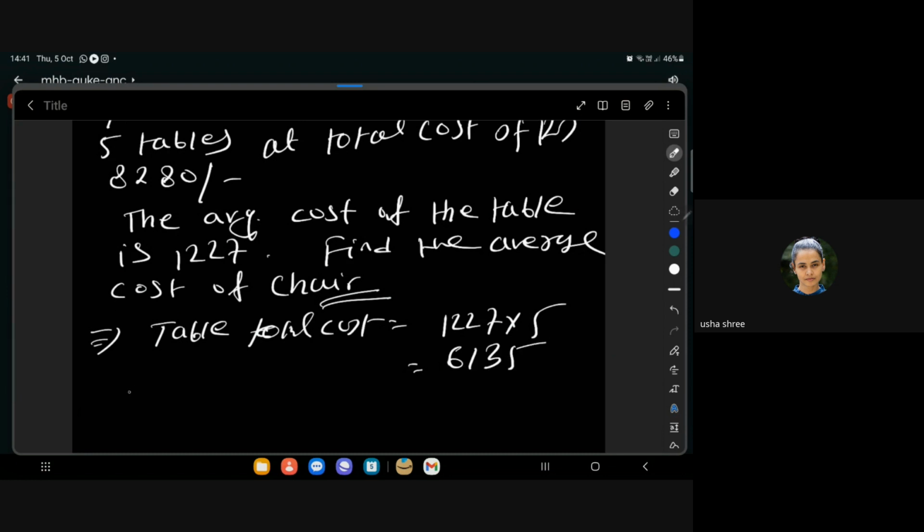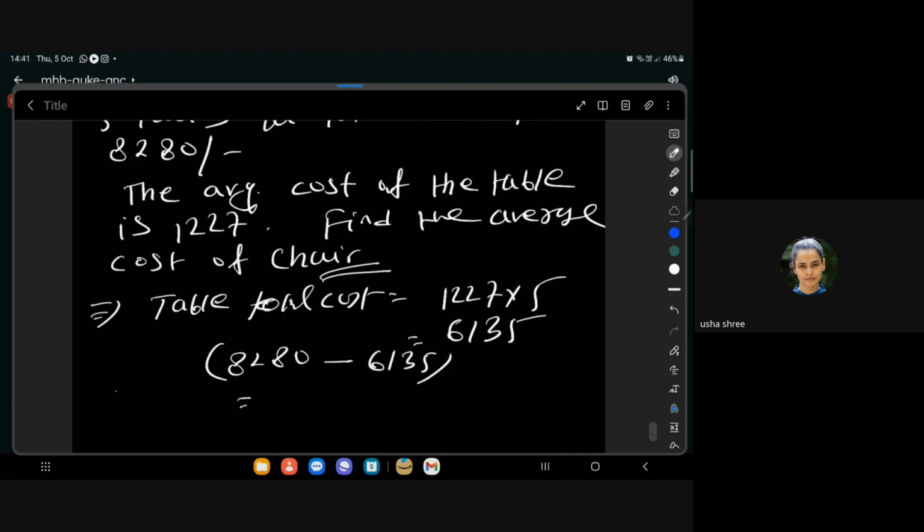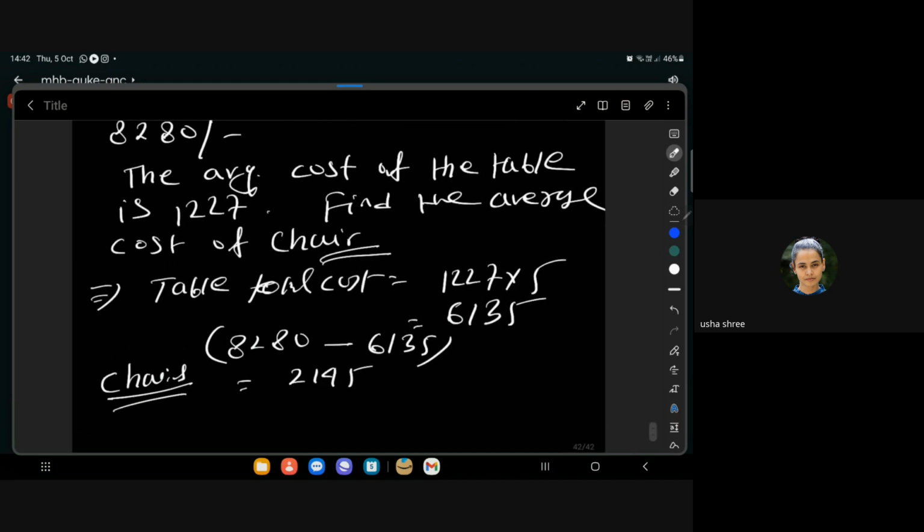6135. So the total cost is 8280. Total is 8280, and out of them 6135 is contributing. The chairs are contributing 6135 rupees. So if you subtract them, it will give you the chairs 2145. So this is the cost of 13 chairs.